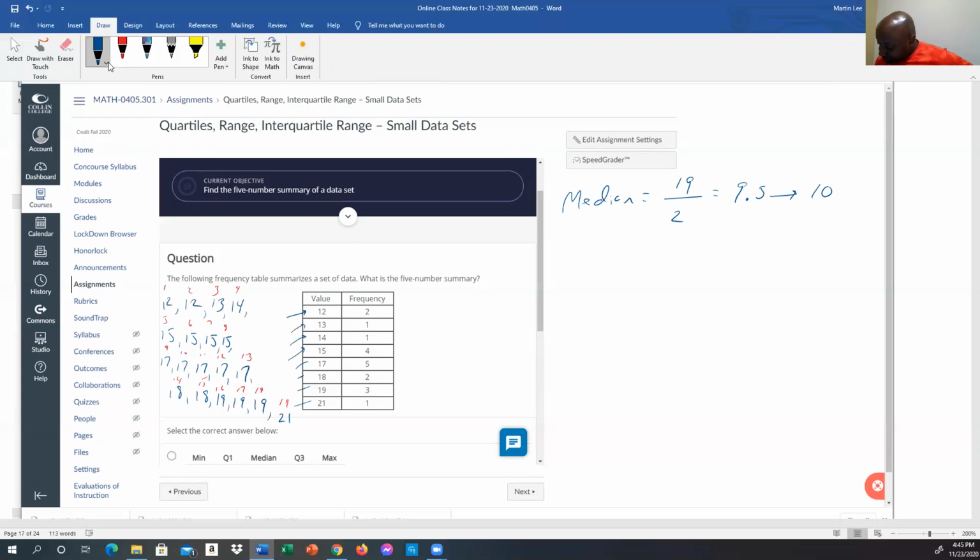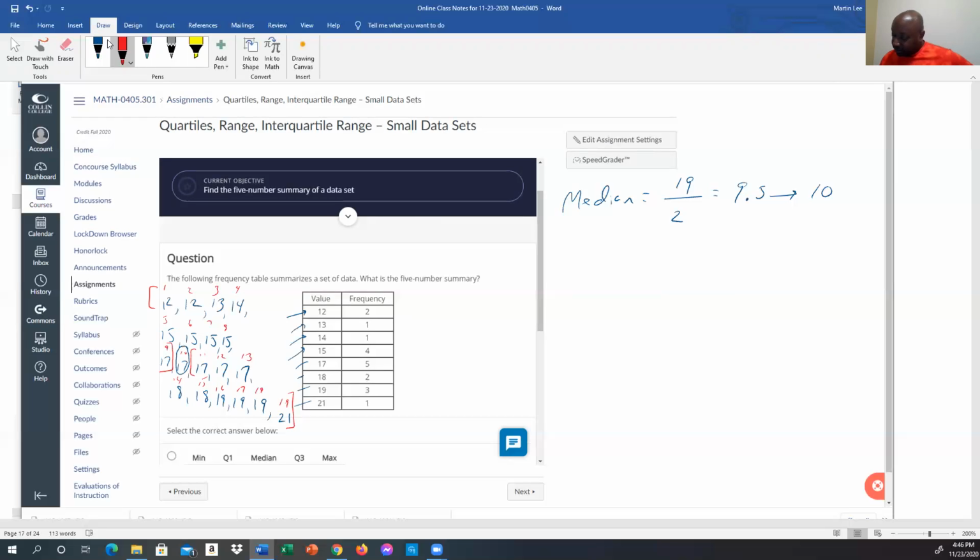Well, here my 10th number is 17. So let's circle that. So we can see that the 10th number, which is 17, that's my median. And now let's put brackets around the numbers from where we're going to calculate Q1. And then let's put brackets around the set of numbers that we're going to use to calculate Q3.